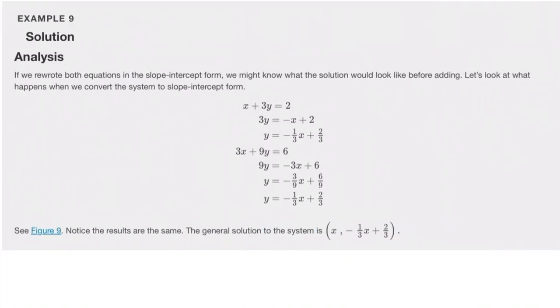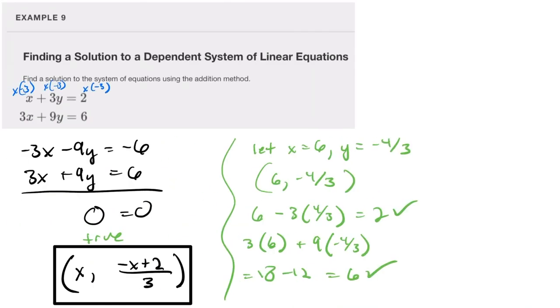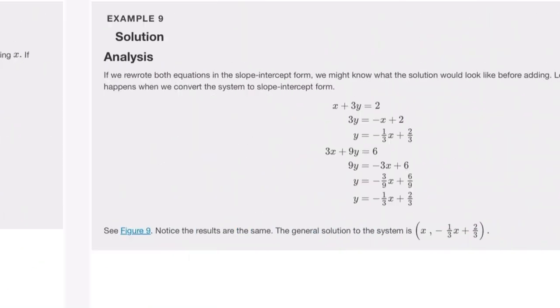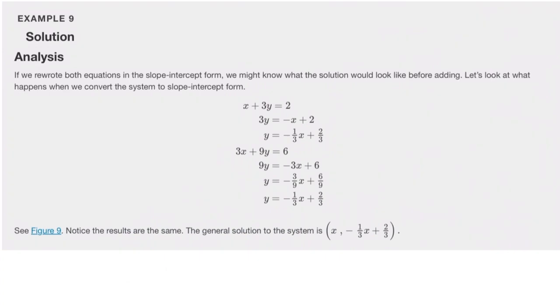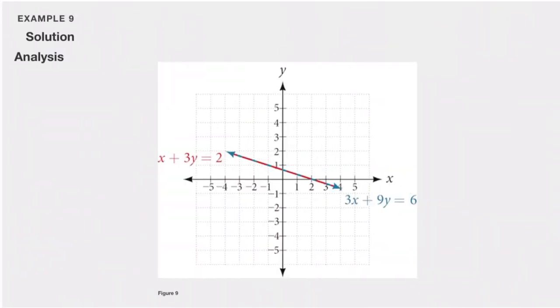Yeah, we said 2 minus x over 3, which is fine. 2 minus x over 3, okay? Okay, 10 more slides to go. All right, so again, one equation is a multiple of the other.